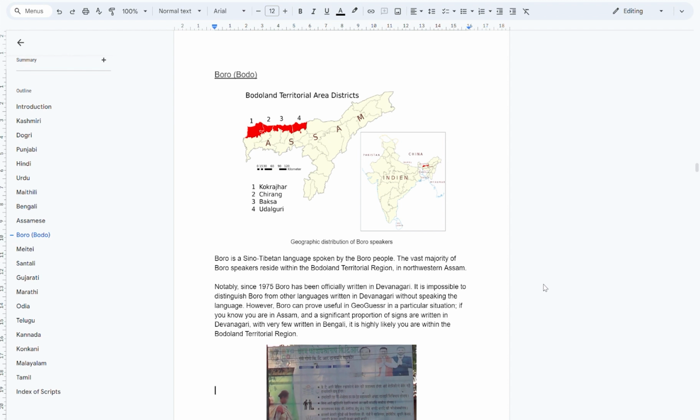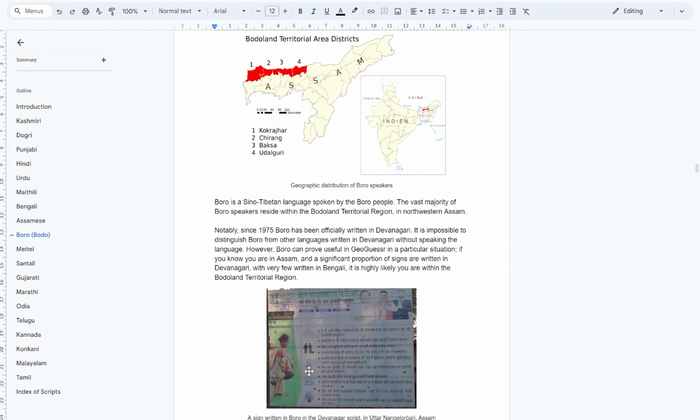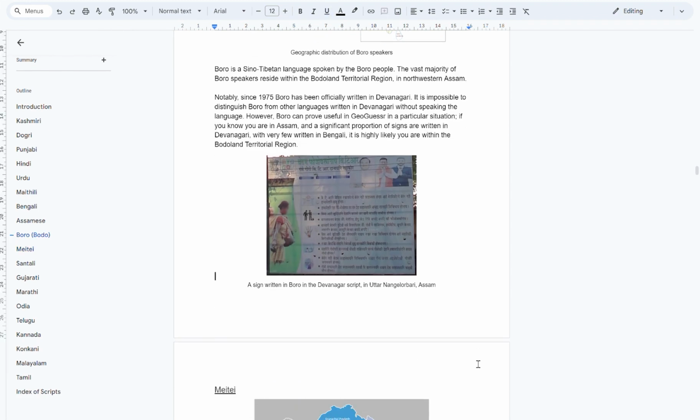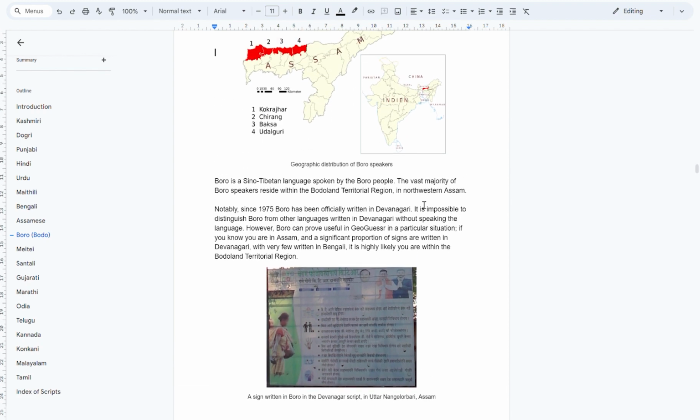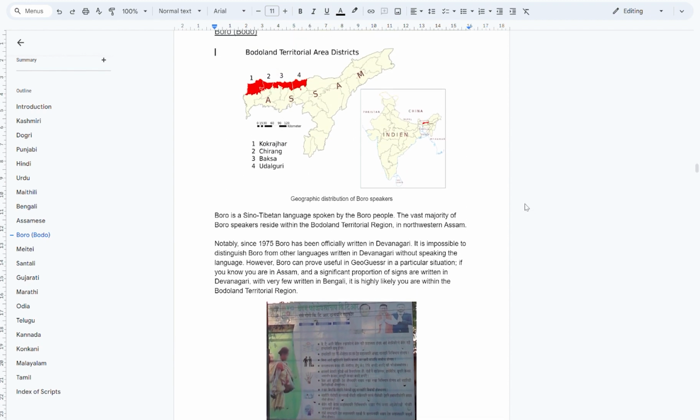So, if you know you're in Assam, and you see very little Bengali, mostly Devanagari, like this sign here, this is in the Bodoland territorial region, and in that town when I was scanning through, all of the signs were in Devanagari. So if you're in Assam and you see all Devanagari, click Northwest Assam in this region highlighted red on the map.